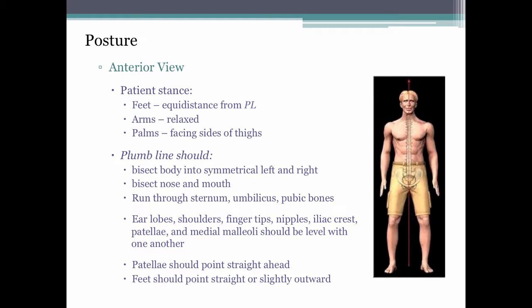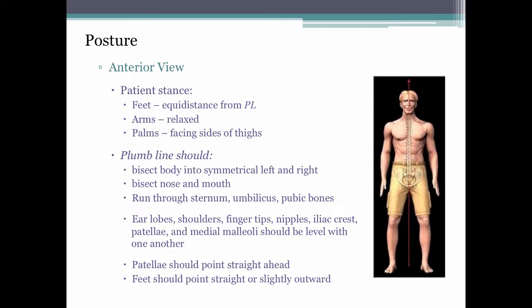So looking at the anterior view, we should have feet equidistant from the plumb line. The arms are relaxed to the side. The palms should be facing towards the thighs. If you have somebody that's a bodybuilder type, that has a large chest, that overworks the chest, underworks the back, you may see that they have palms facing backwards due to the increased internal rotation at the humerus due to the pec tightness and the lats as well.